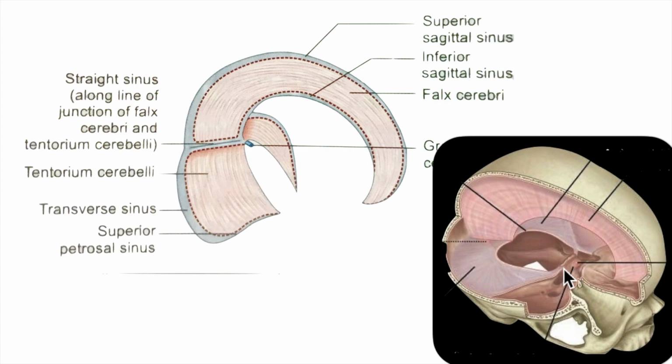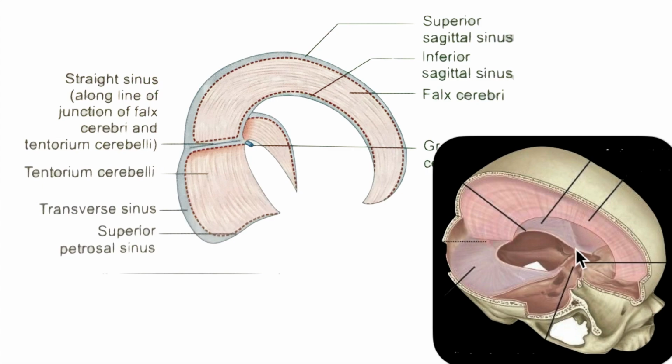The anterior end of the free margin is attached to the anterior clinoid process, and the attached margin is attached to the superior margin of the petrous part of the temporal bone, and the anterior end of this attached margin is attached to the posterior clinoid process. So the anterior end of the free margin is attached to the anterior clinoid process, and the anterior end of the attached margin is attached to the posterior clinoid process, and at one place both this attached margin and the free margin cross each other.